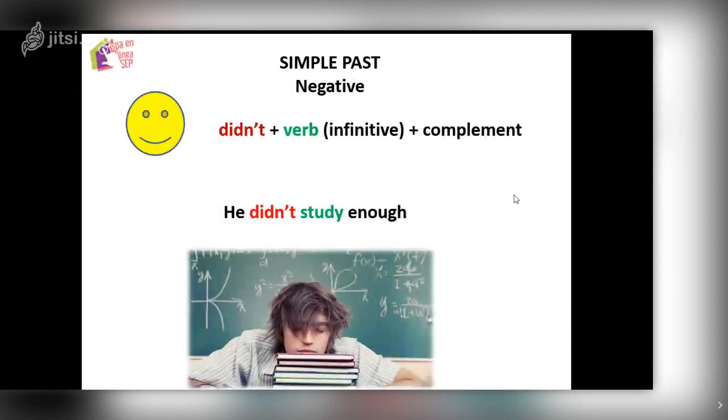And we have the negative simple form. And we are going to use an auxiliary. The auxiliary is going to be didn't. The subject plus didn't plus the verb. But the verb, you're not going to use it in past anymore. Only in infinitive form. Okay? Plus the complement. Example. He didn't study enough. Okay?